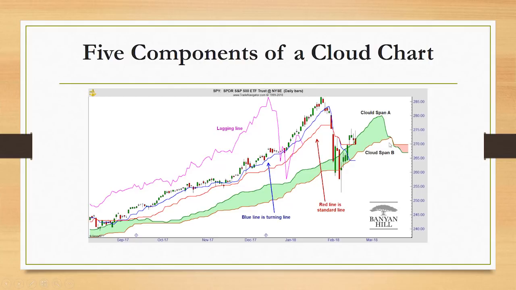So the cloud spans are the dominant feature on the chart. Those are moving averages set forward in time. And the red and the blue lines are simple moving averages of various price levels, and I go into detail on that in the next chart. From my testing, I've learned those don't have much value. The interplay between the clouds and what's called the lagging line, which is price set back in time, that's where the information on the chart comes from.